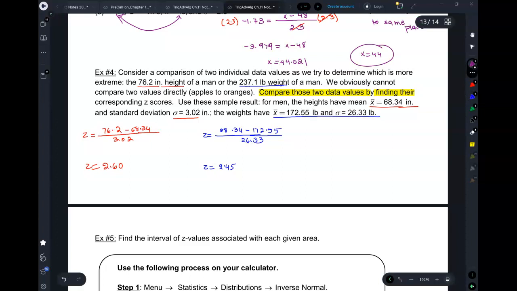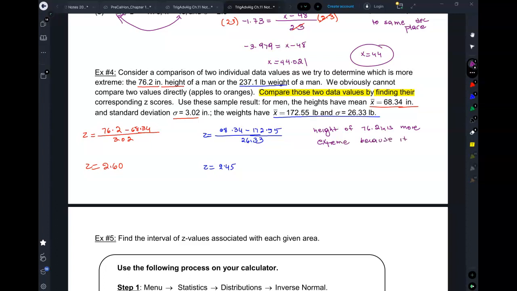So we say the height of 76.2 inches is more extreme because it is further away from the mean.